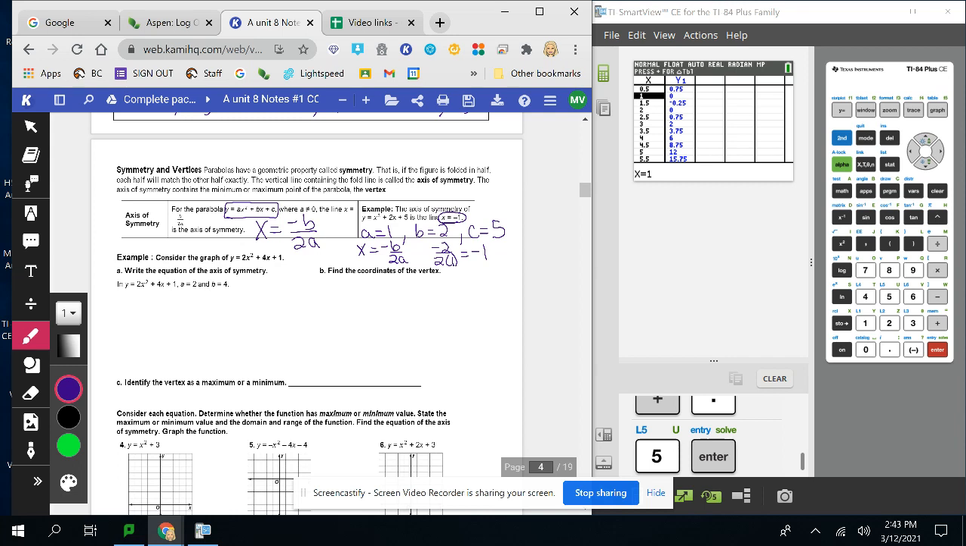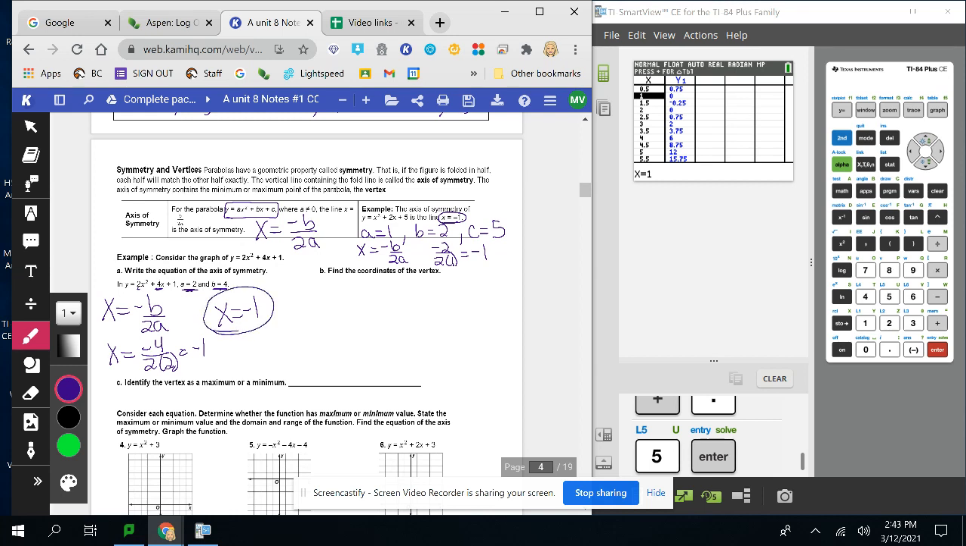So our first example, consider the graph of y equals 2x squared plus 4x plus 1. First, we want to write the equation of the axis of symmetry. So to do that, we need to figure out that a is 2, because a is always the number in front of x squared. B is 4, because that's always the number in front of x. So we do x equals negative b over 2a. So x equals negative 4 over 2 times 2, which equals negative 1. So our axis of symmetry is x equals negative 1.